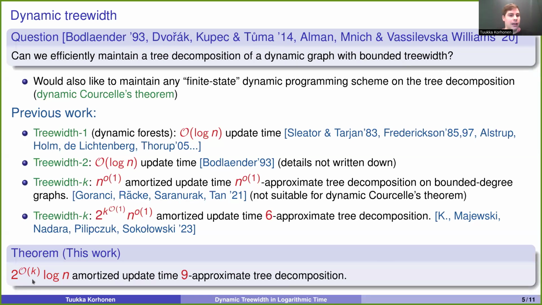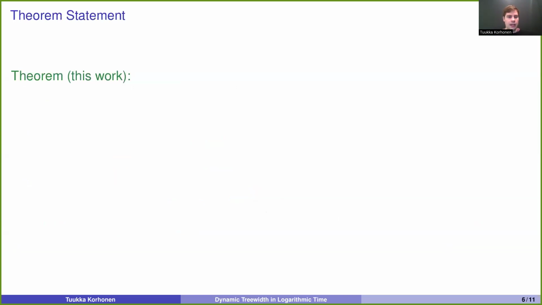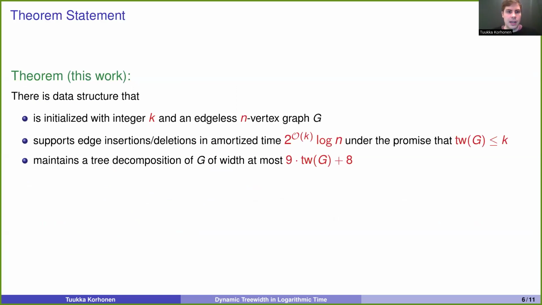It's only 2 to the O of k, single exponential in k, matching the known static constant approximation algorithms for Treewidth. Yeah. Okay, let me say some more details about the theorem statement of this work.